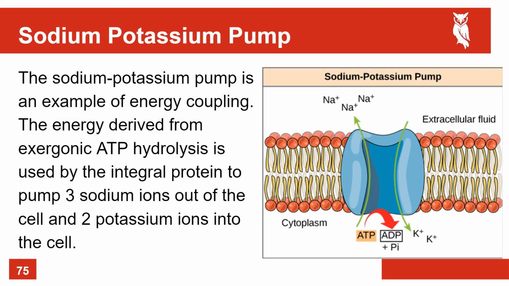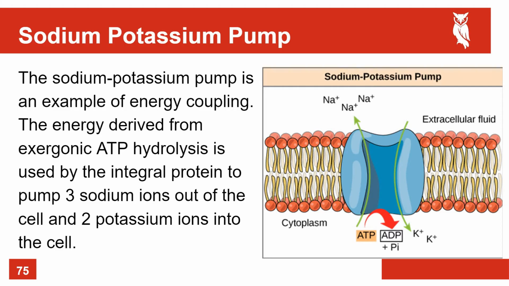Alright, the sodium potassium pump. It's an example of energy coupling. The energy derived from the exergonic ATP hydrolysis is used by the integral protein to pump 3 sodiums out of a cell and 2 potassiums into the cell. Because we're using ATP, what type of transport is this? Active, right? The energy is coming from ATP.